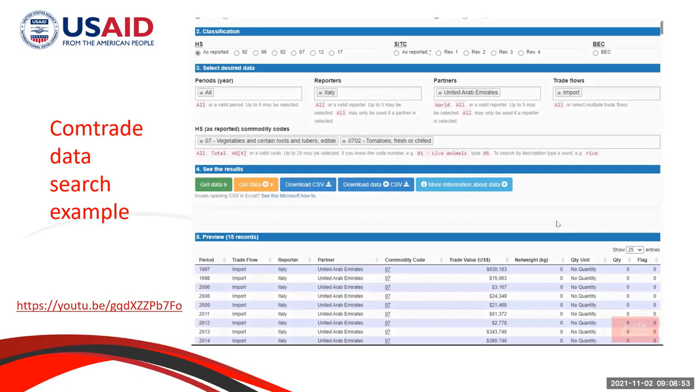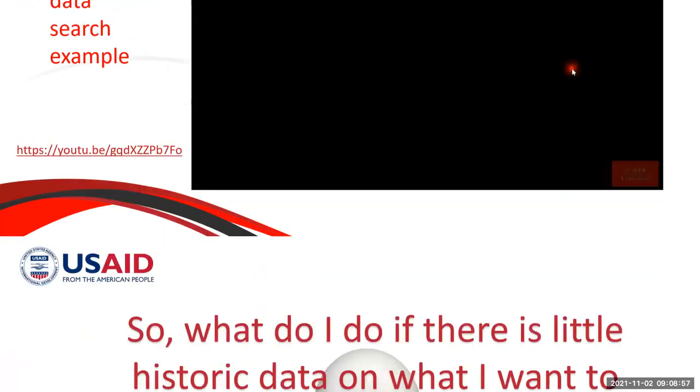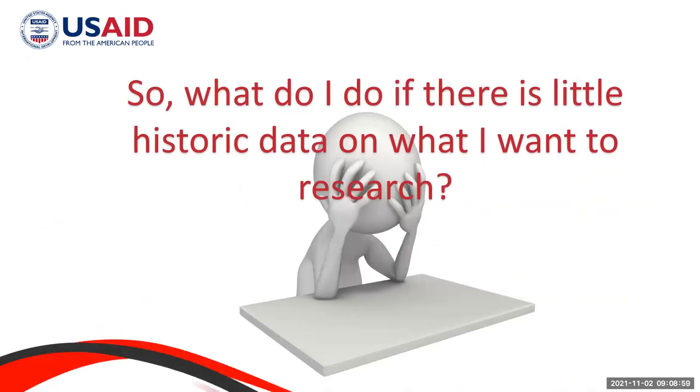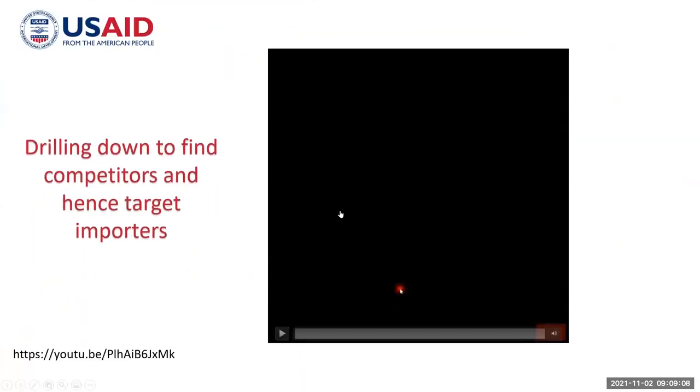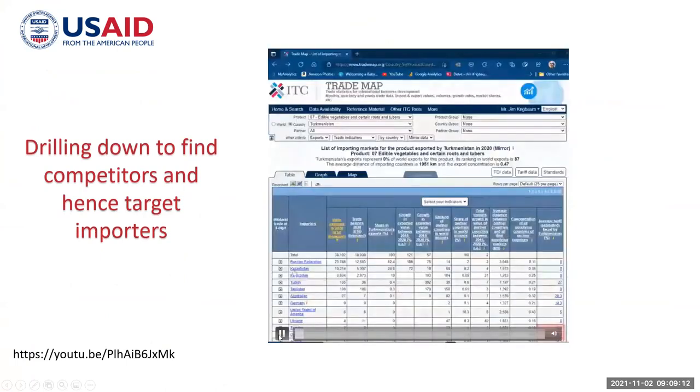Another example on Comtrade, we're going to work with the same video. So what do I do if there's little historic data? What do I search on? The earlier screen, you'll remember that we clicked on this plus to see what the HS code was that was being exported from Turkmenistan to the Russian Federation.